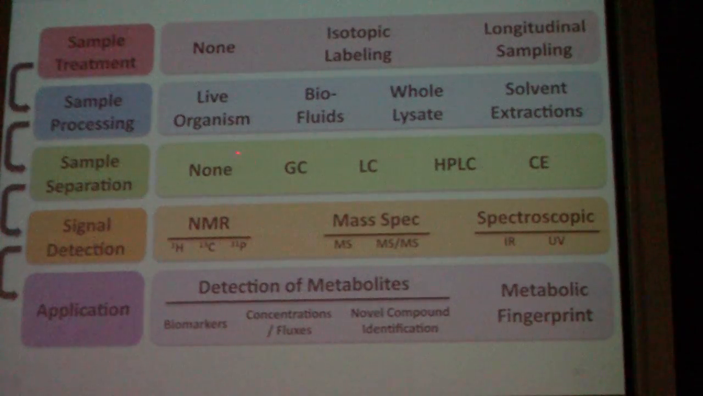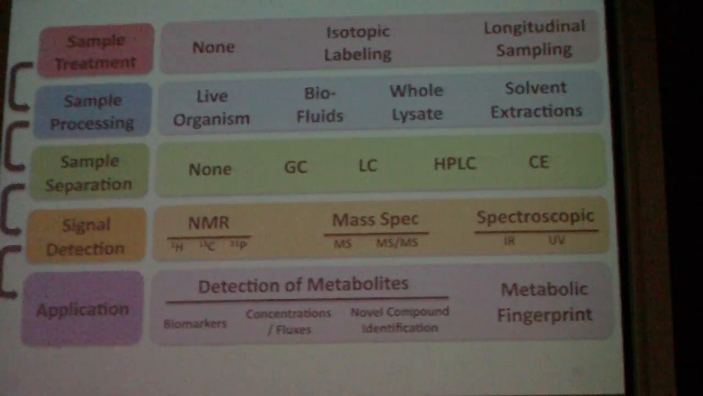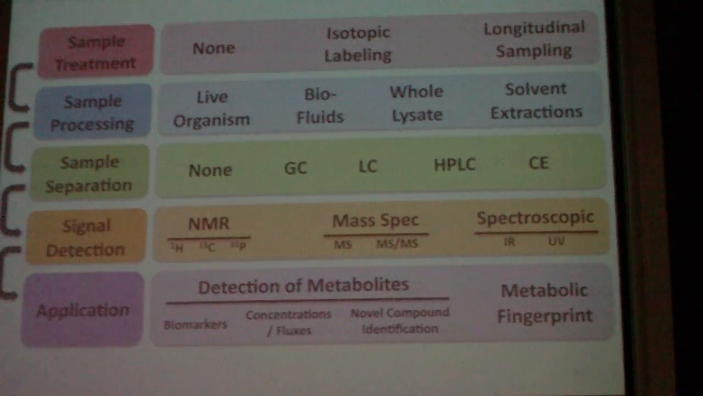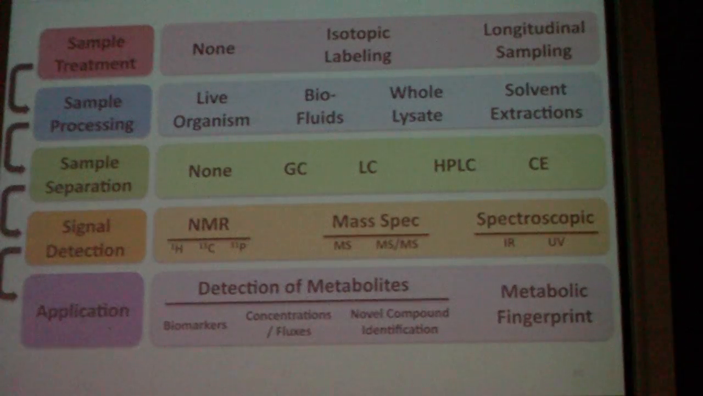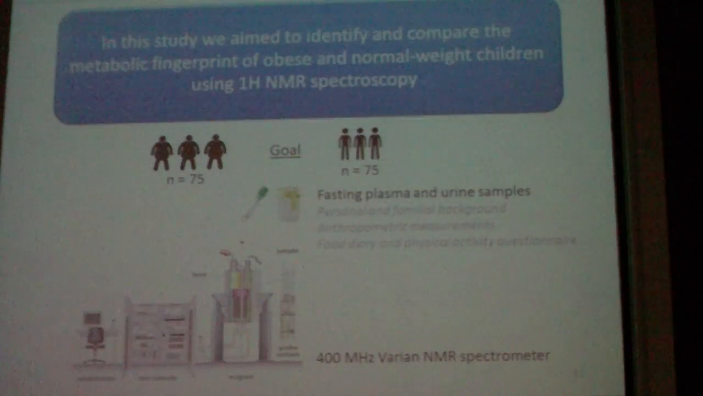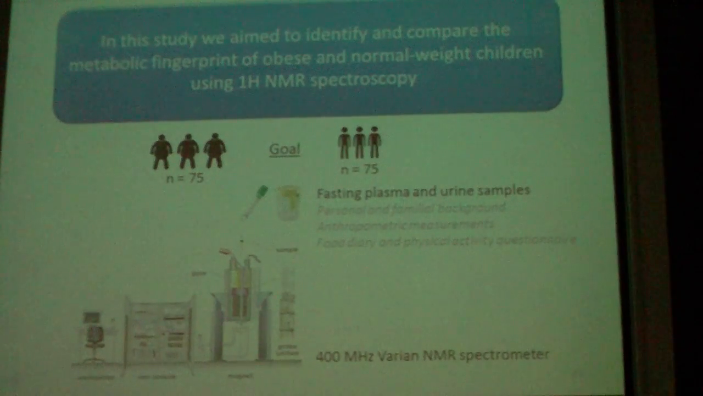And we did not do a separation of the sample, but we focused on nuclear magnetic resonance of protons. And we eventually want to see a metabolic profile or metabolic fingerprint, which is different between obese and non-obese children. So we wanted to compare 75 obese children to 75 lean children, but till now we haven't reached the number yet, but this is our goal.